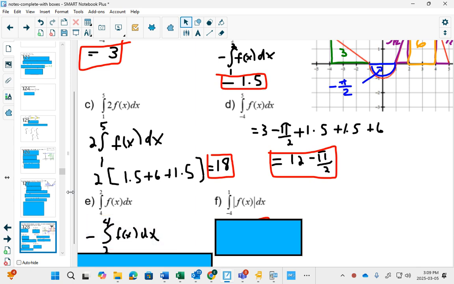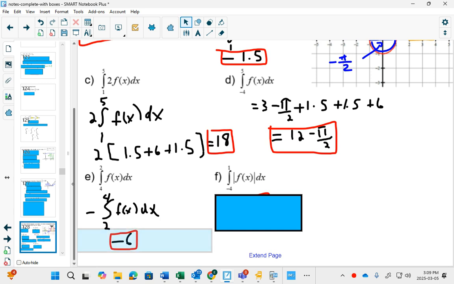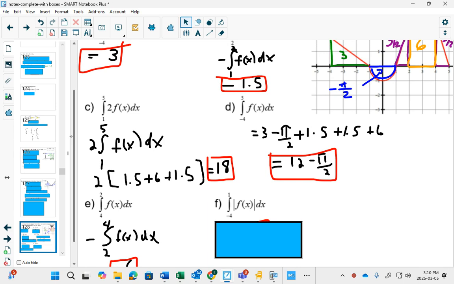4 to 2, so that'll be -6. -4 to 1 of the absolute value. What does an absolute value do to a graph? Well, absolute value makes something positive. To a graph, it would take any part of your graph that's negative and flip it up. So now, going from -4 to 1, I would have this 3, but now this -pi over 2 would get flipped up, and it will be 3 plus the pi over 2.